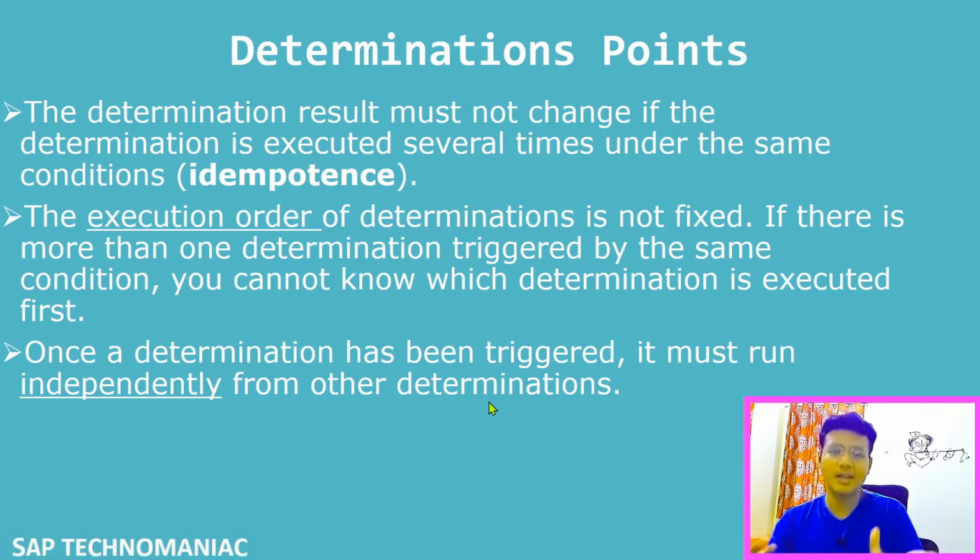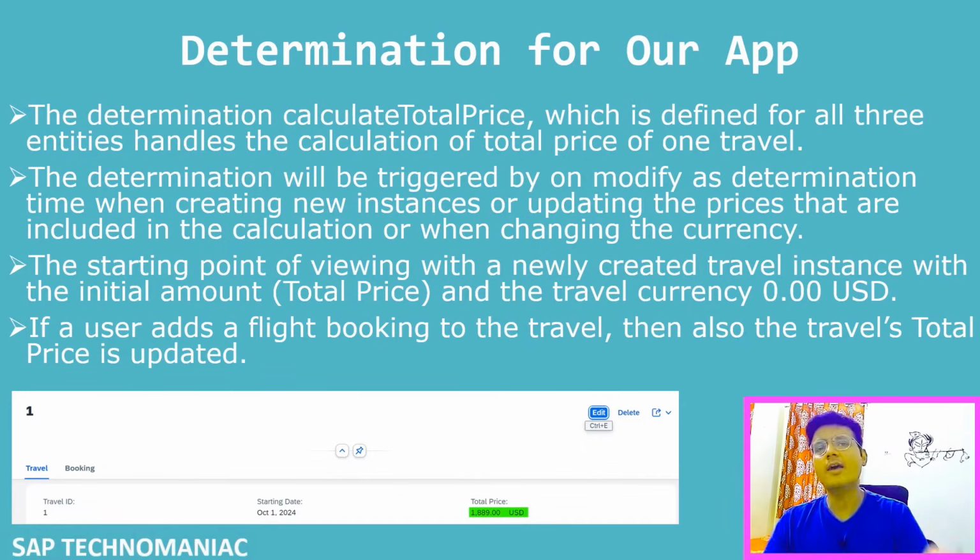Again, you should not assume that this determination already happened and now this one is happening. You should not be dependent on other determinations. It will always run independently. In our scenario also, we will create a determination to calculate the total price. As you can see in action, we don't have a total price calculation, but we have the total price field on the object page as well as on our list report page. As of now, we are writing total price randomly, but that should not ideally happen.